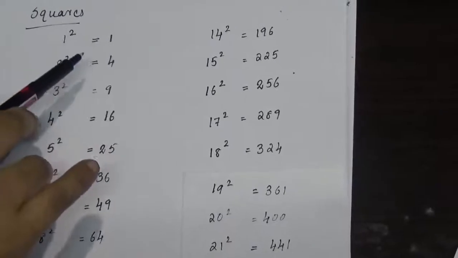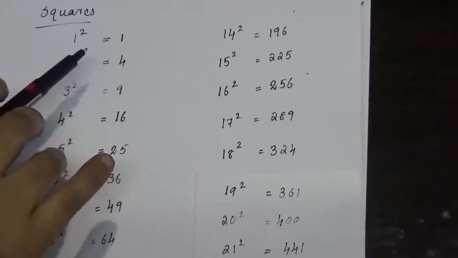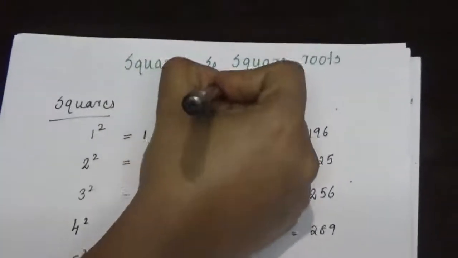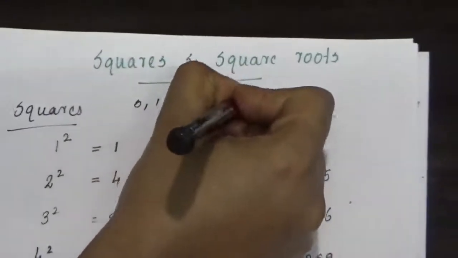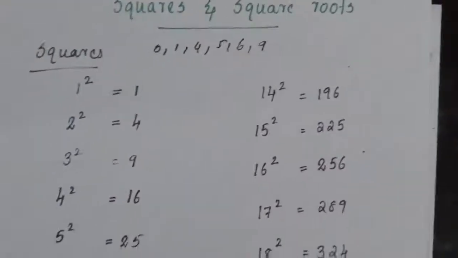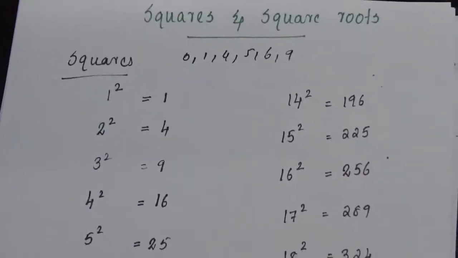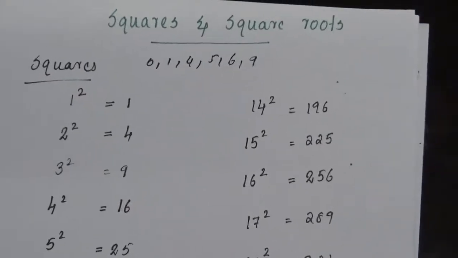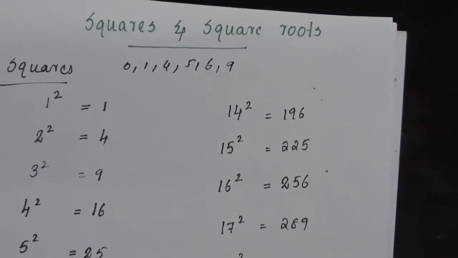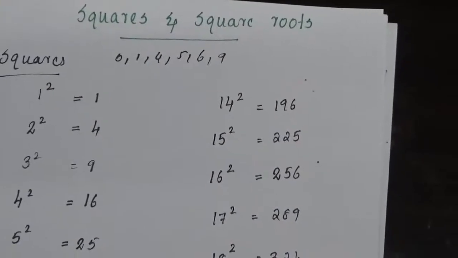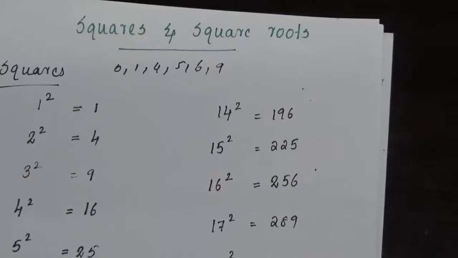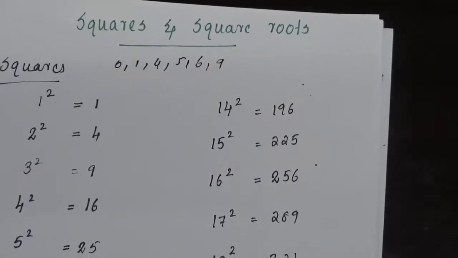In the perfect squares, you can see that the square of a number ends with any one of the digits 0, 1, 4, 5, 6 and 9. The numbers ending with any one of the digits 2, 7, 8 are not perfect square numbers.